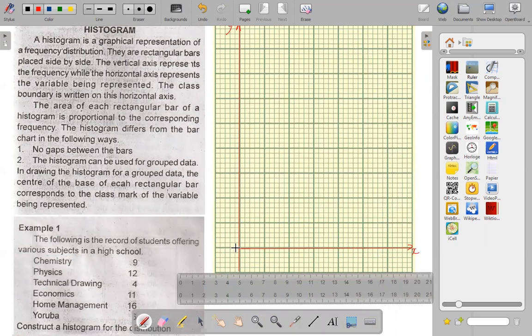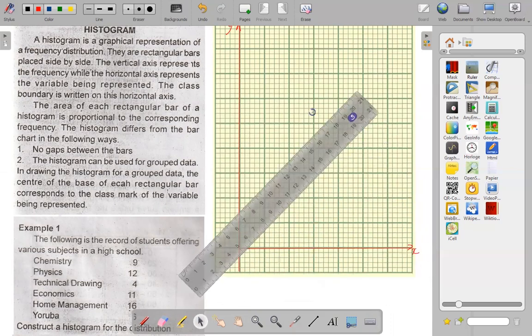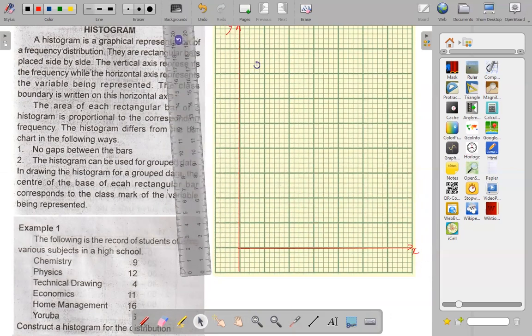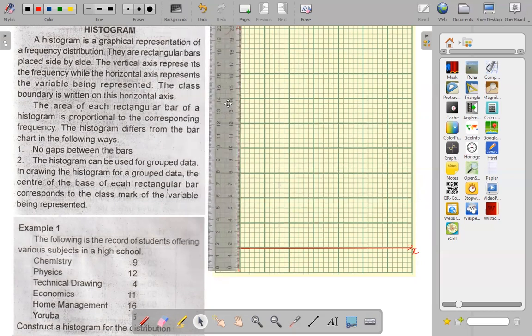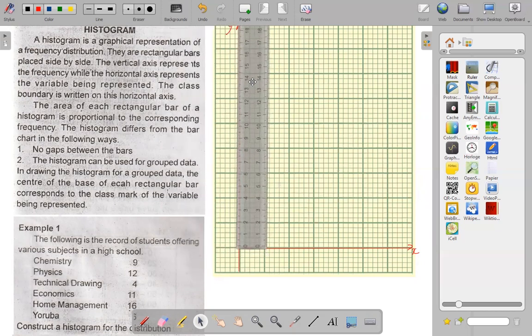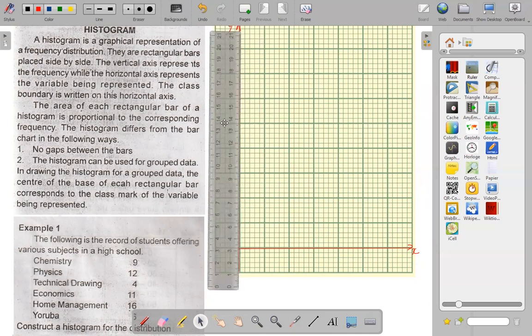Let me assume that from here to here is 1 centimeter. The distance between one board line and another board line, I am assuming is 1 centimeter. For a standard graph, the distance between one board line and another board line is 2 centimeter. But here, this is not a wide graph. Okay, it's actually 2 centimeter here too. So this is a standard graph.